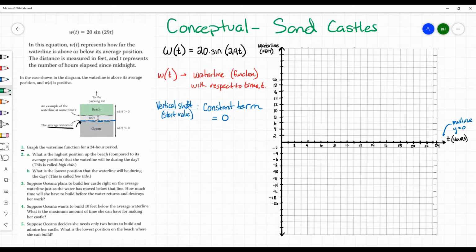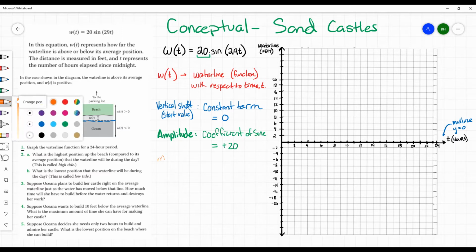The amplitude is another value that we're going to need, and this is going to help us discover our maximum and minimum values. This is our coefficient of sine. It's going to be the coefficient of whatever trig function we have, but in this case, that's a value of 20. We'll use this in a moment to help us look at what you may remember as our maximum value.